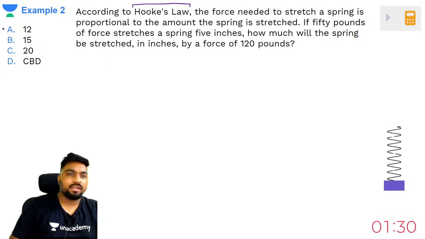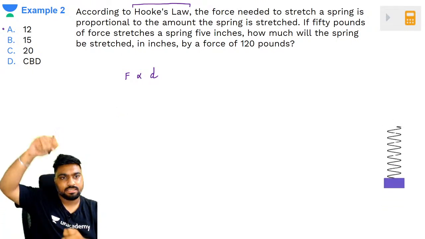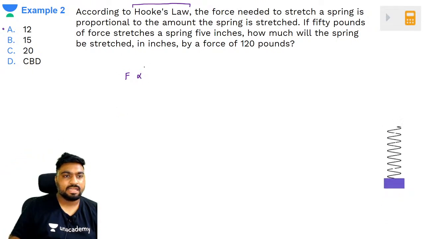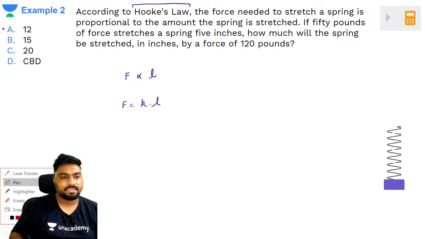So what are they saying? According to Hooke's law, the force needed to stretch a spring is proportional to the amount the spring is stretched. So 50 pounds of force. Let's say distance d. By what length? Let's use length instead of distance. So we know force is some constant times the length by which it is extended.